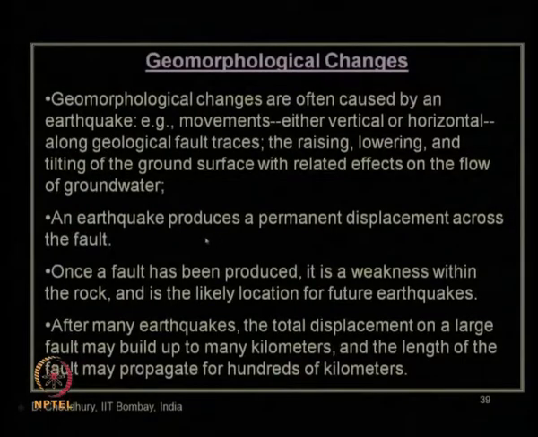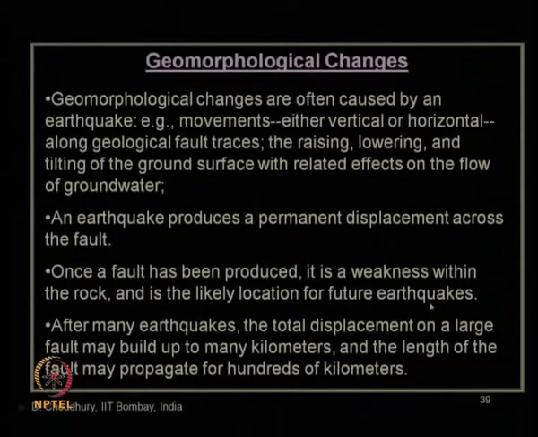An earthquake produces a permanent displacement across the fault. Remember, after the earthquake there is no way that the displacement can be regained or come back to the original position. It becomes a permanent displacement at that fault. Once a fault has been produced, it remains as a weakness within the rock forever, and is the likely location for a future earthquake.